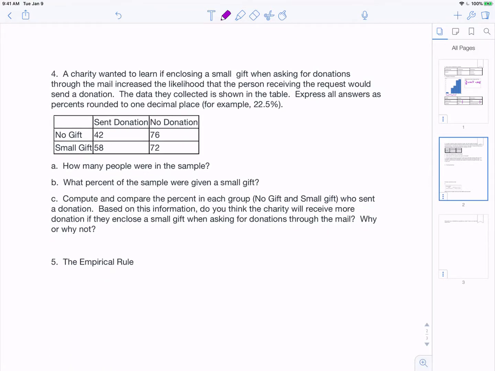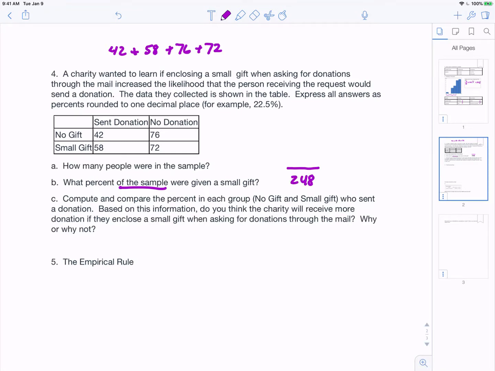In this next problem, you had to be careful. Most people did the first part correctly. Now, it says what percent of the sample, and so we're considering the whole sample in the second question. So for this example, we would have to add together 42 and 58 and 76 and 72 to get the total for this sample. So let me do that quickly for us. So the total sample is 248.